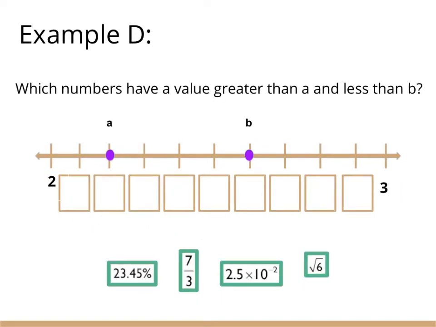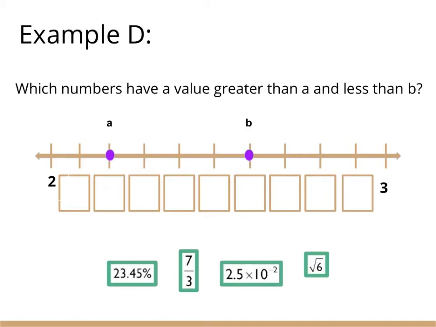So here we are at example D. Example D says which numbers have the value greater than A and less than B. So we're going to try and find the numbers that fall between A and B. The first thing I've got to do is figure out my number line, then I've got to figure out what the numbers are below, make some decimals, and let's go ahead and get started.